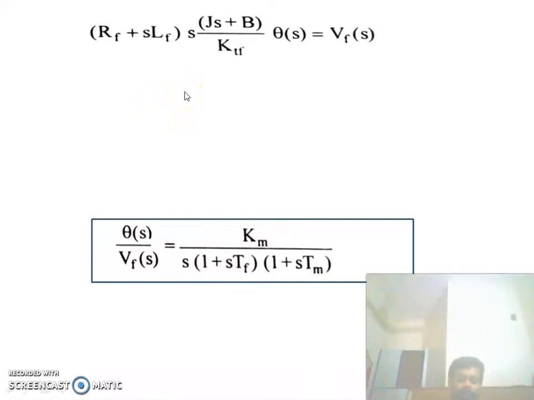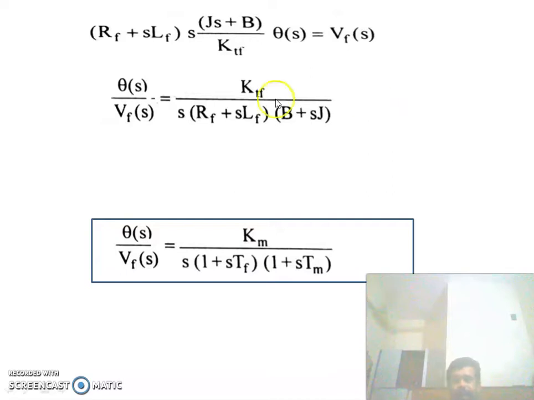So, in this motor, what is the output? Output is theta of s. What is input? Input is the field voltage Vf. So, what is transfer function? Laplace transform of output by input. What is the Laplace transform of output? Theta of s. What is the Laplace transform of input? Vf of s. So, we have to find theta of s divided by Vf of s. So, we have calculated theta of s divided by Vf of s.